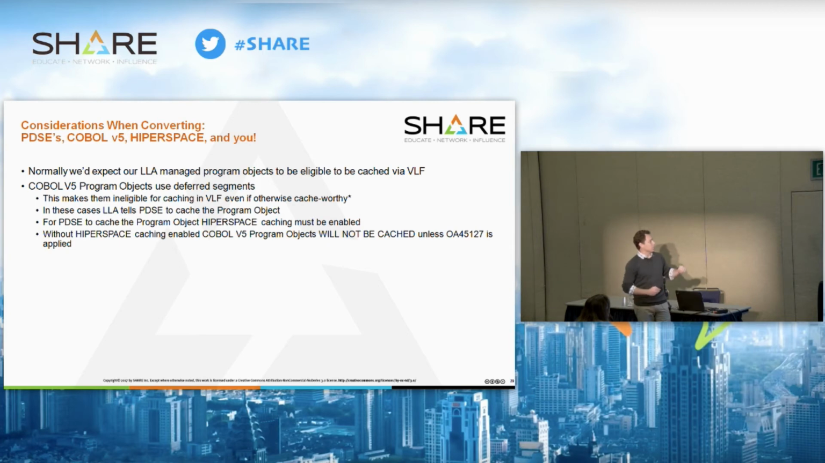This is just a little more discussion of what I was talking about in terms of COBOL 5, how the hyperspace, VLF, and LLA all work together.